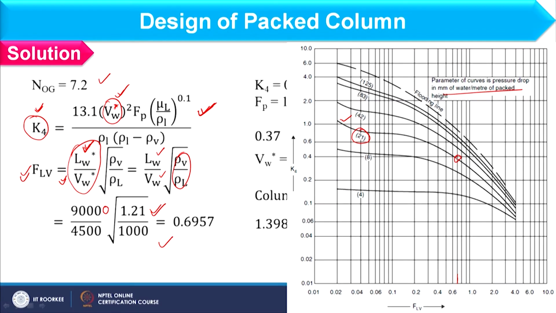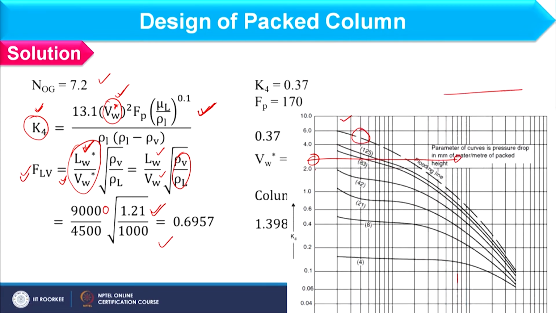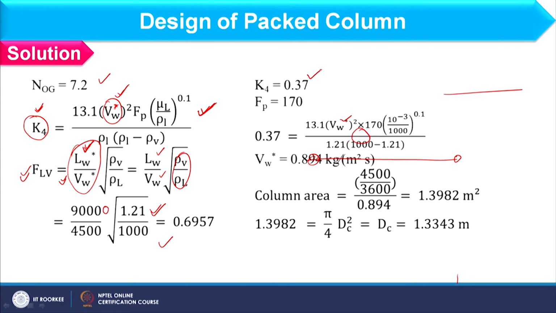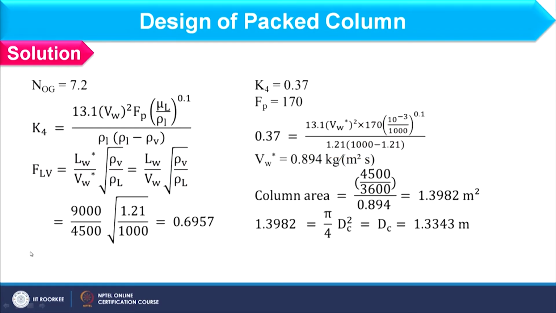When we consider this point, we can find out the value of K4, and that should be like this, okay. When you draw the straight line, you can find the exact value, and the value comes as 0.37 if you read the graph properly, fine. And if I focus on this equation further, I have found out the K4 value.